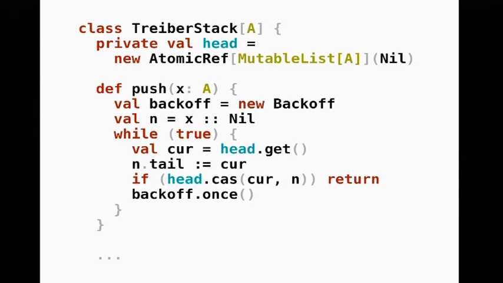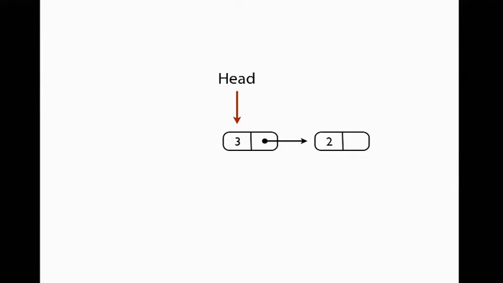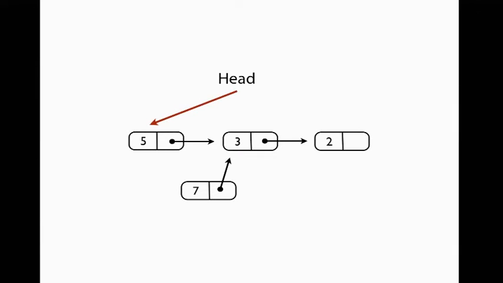Okay, so let me just walk through what it actually looks like to run this bit of code. Here's a graphical representation of an example stack. Suppose now we're trying to push a node on. So we allocate a new node with some value, and we take a snapshot of the current head, and set up our node to be added. But maybe behind our back, some other thread installs another node.